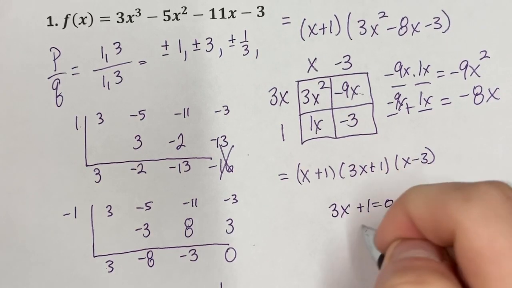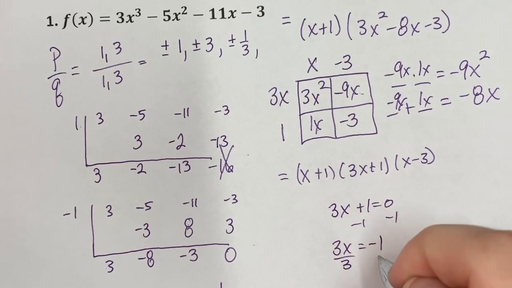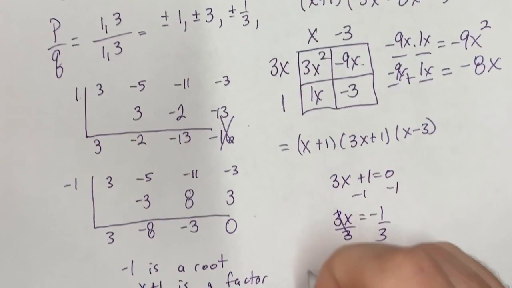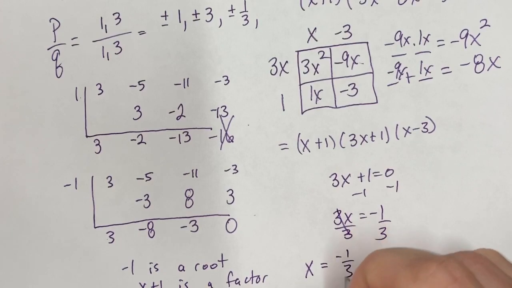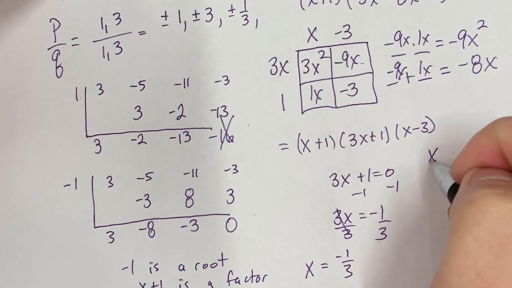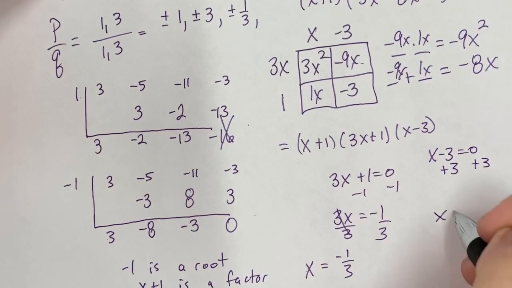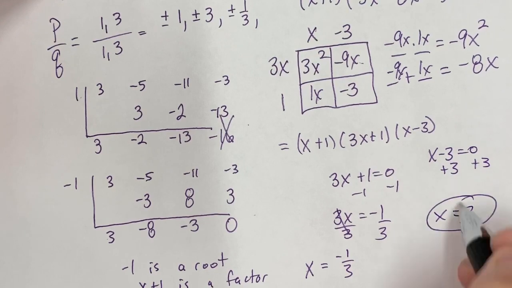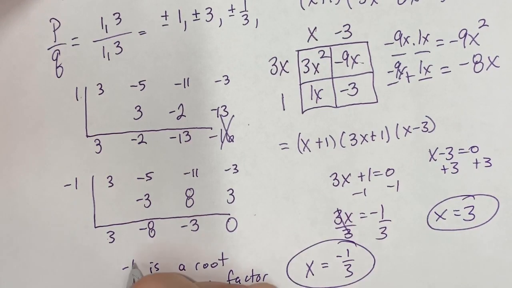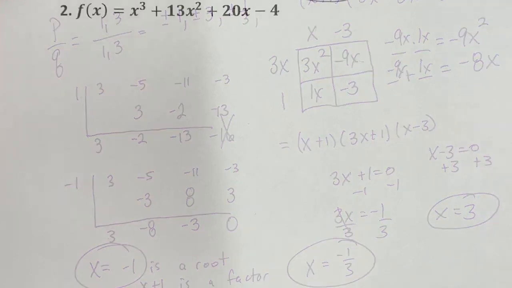3x plus 1 equals 0, subtract 1 from both sides. So 3x equals -1 and divide by 3. So x equals -1/3 is also a root. x minus 3 equals 0. We add 3 to both sides, and we get x equals 3. So we have 3 roots: 3, -1/3, and x equals -1.